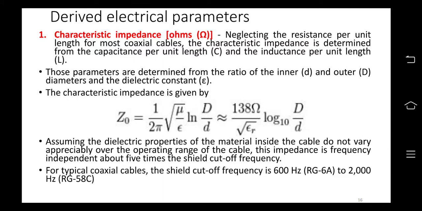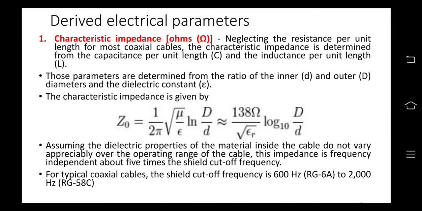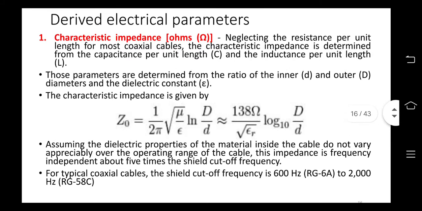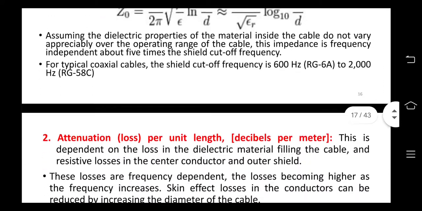which is approximately equal to 138 ohms divided by square root of epsilon r, log to the base 10 of capital D by small d, that is the outer diameter divided by the inner diameter. Assuming the dielectric properties of the material inside the cable do not vary appreciably over the operating range of the cable, this impedance is frequency independent, about 5 times the shield cutoff frequency. For typical coaxial cables, the shield cutoff frequency is 600 Hz for RG6A to 2000 Hz for RG5HC cable.